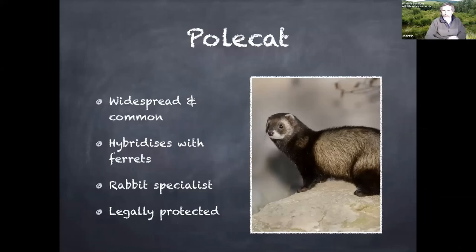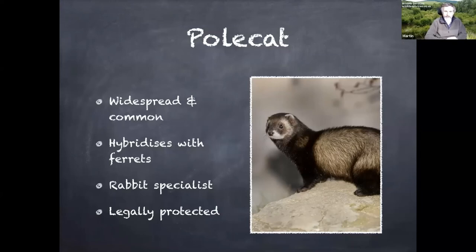The polecat is an animal that retreated to Wales from the rest of the UK. It was basically extinct throughout most of the UK, and just survived in Wales, but now it's spread back out of its strongholds in the hills of Wales.